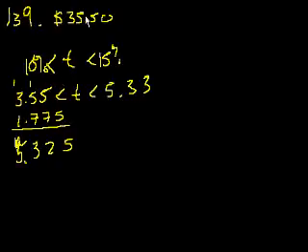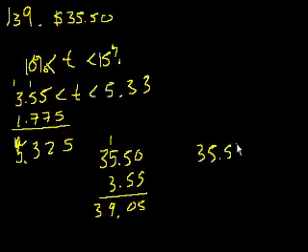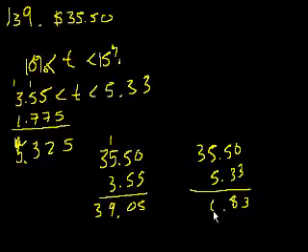So at minimum, you're going to pay $35.50 plus $3.55, which is $39.05. And at the high end you have $35.50, and then you have $5.33, and that is equal to $40.83. Okay, so your total bill is going to be between $39 and I don't know, $41.